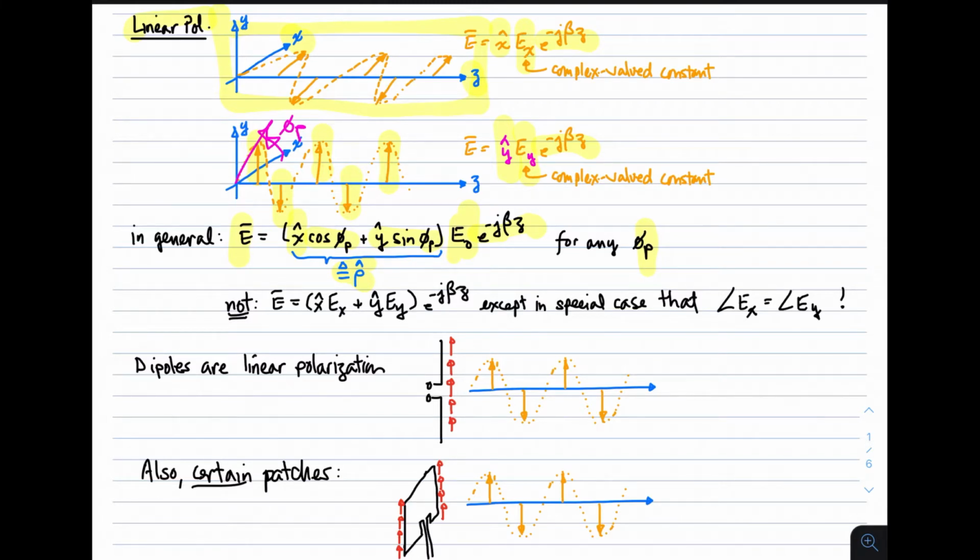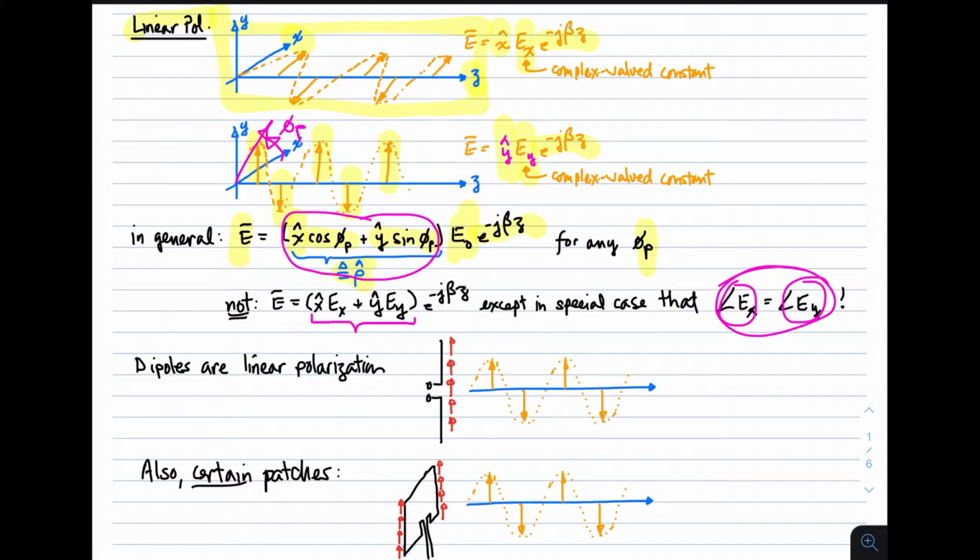Now, we must be very, very careful. I've indicated here that this is rho hat, and it is a physical vector pointing in some direction in the xy plane. You may not generalize this as indicated here, where we have x hat times some complex valued constant plus y hat times some complex valued constant, unless those two coefficients have the same phase. If this is not true, then we will not have linear polarization, as we will demonstrate later in this lecture.